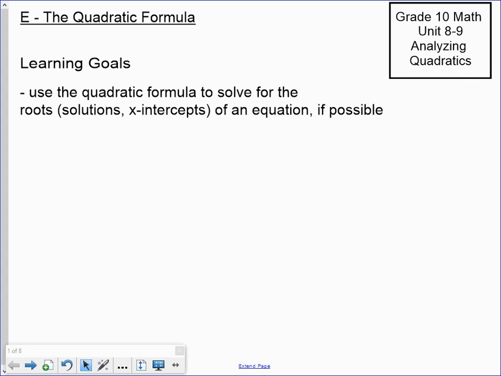All right, in this lesson we're going to take a look at the quadratic formula. What the quadratic formula is, is another method that we can use to solve quadratic equations. So by the end of this lesson, we hope to be able to use the quadratic formula to solve for the roots. And by roots, we mean the solutions or the x-intercepts of a quadratic equation if it is possible, because it's not possible to solve in all cases.